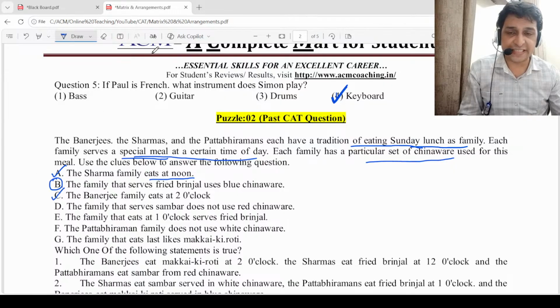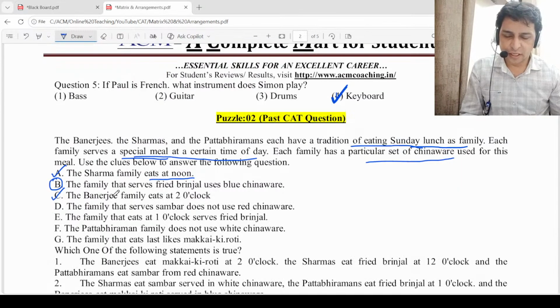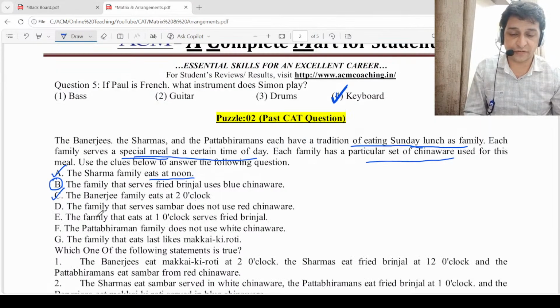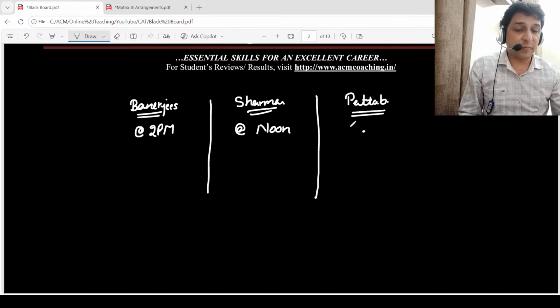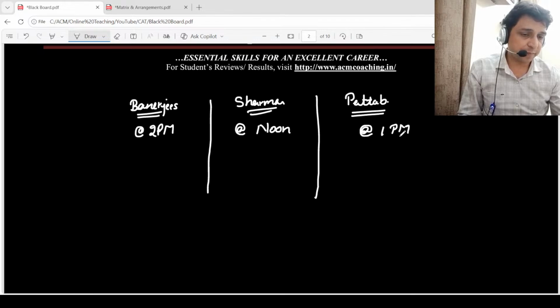The Banerjee family eats at 2 o'clock. So we can write that the Banerjee family eats at 2 p.m. The family that serves sambar does not use red chinaware. Now we don't know who is serving sambar, so we'll leave this also. The family that eats at 1 o'clock: now who is left? Pattabhiraman's family is left, and that means 1 p.m. is the time for their lunch.